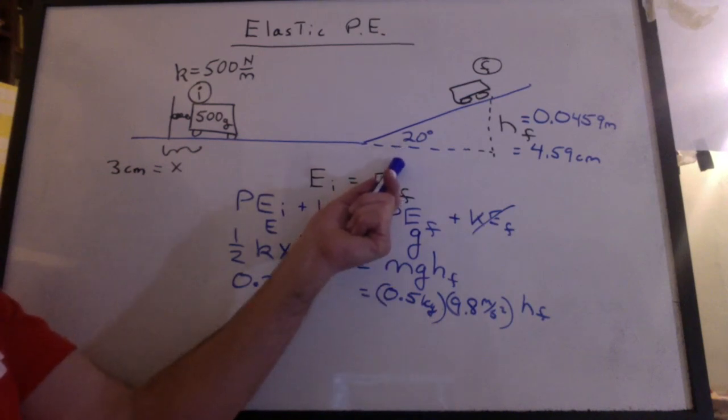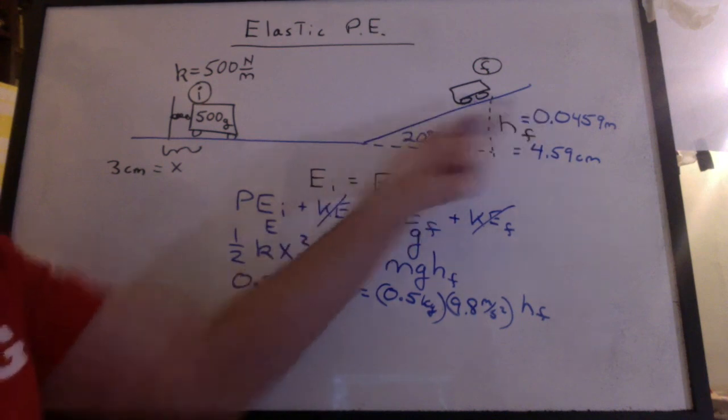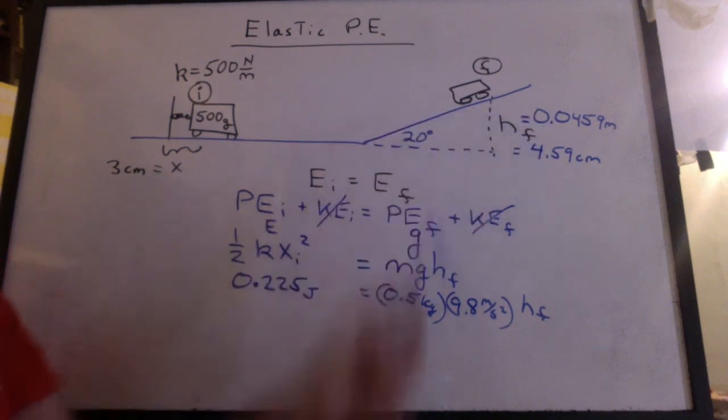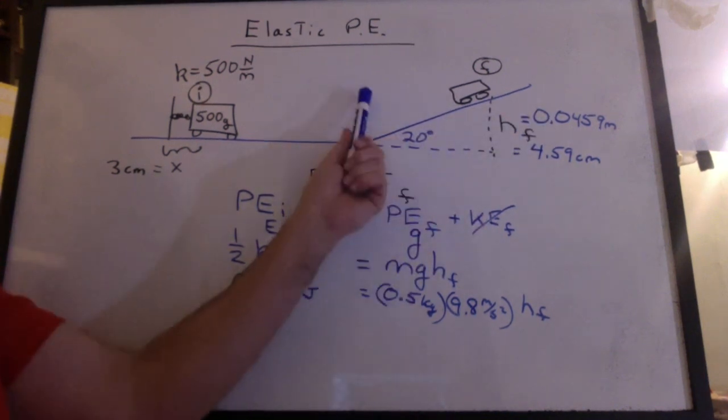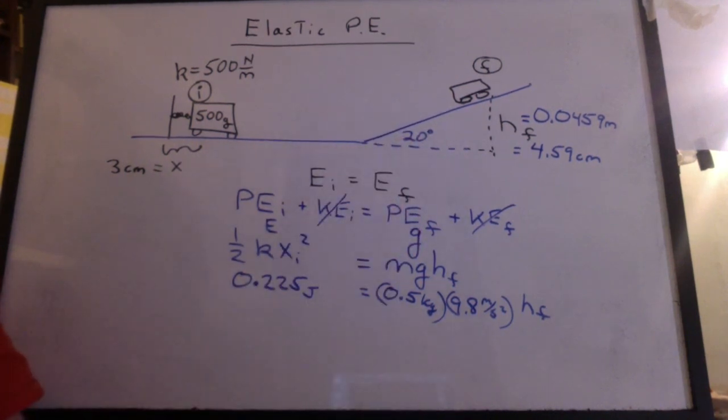Notice, do you think the angle made a difference? No, if it's a shallower angle, it'll go further along the ramp, but still reach the same final height. If it's a steeper angle, it won't go as far along the ramp, but it'll still reach the same height.